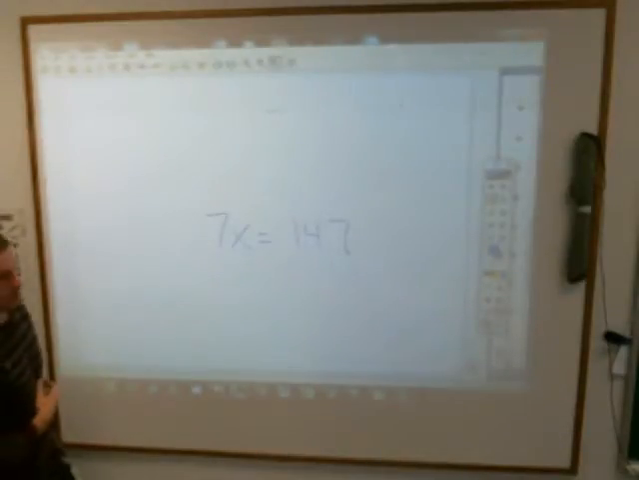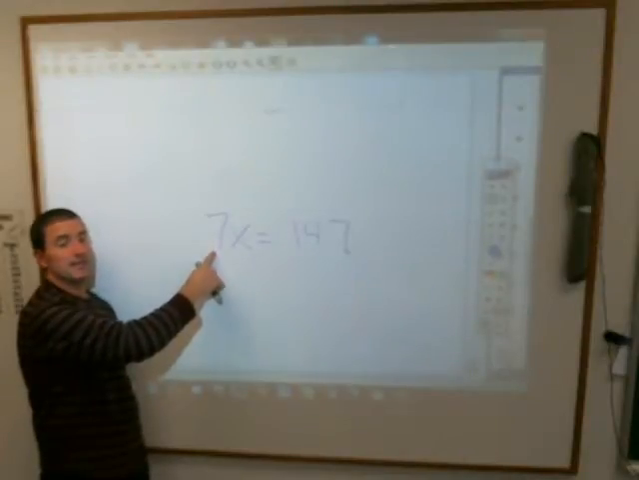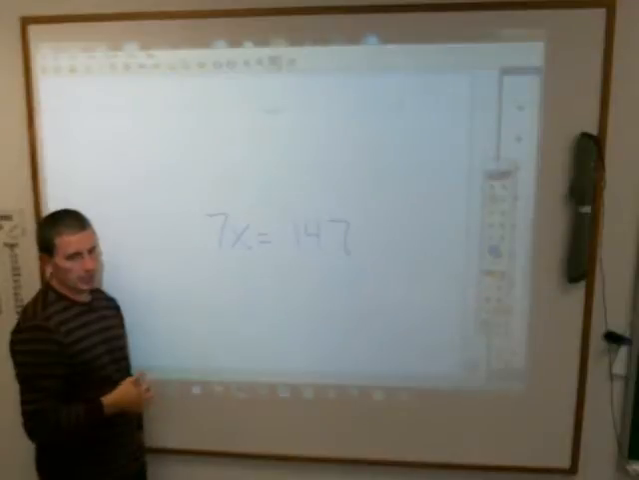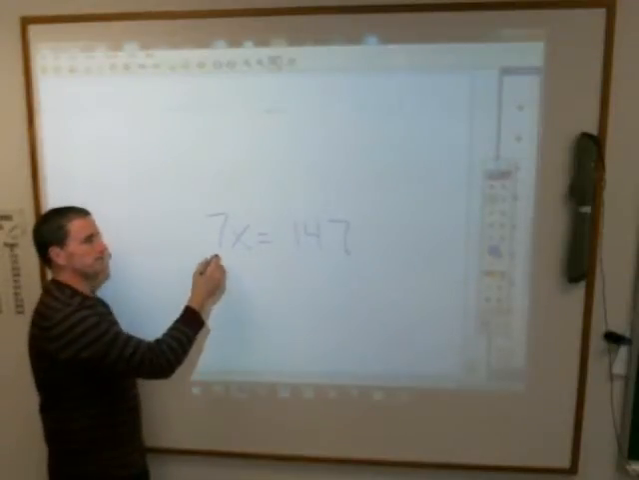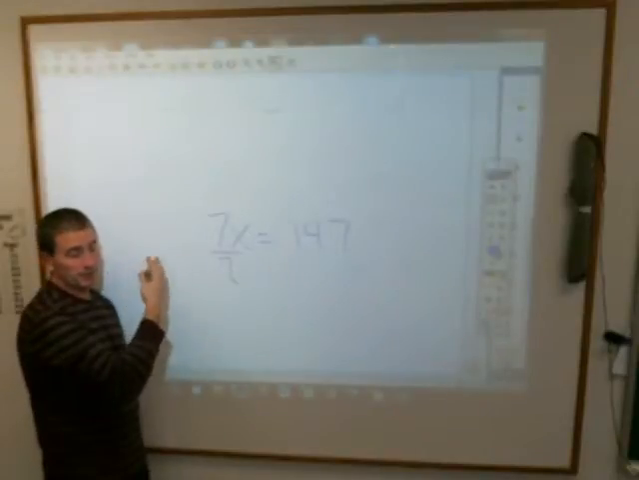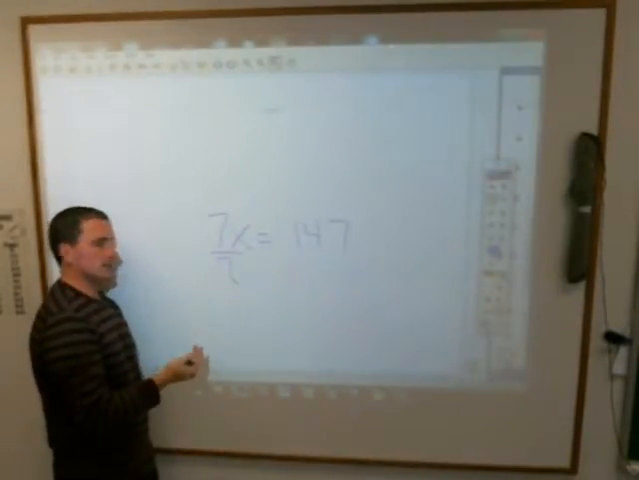Again, x wants to be by himself. He doesn't like this little 7 hanging on to him there, which means this is 7 times x equals 147. The opposite of multiplication is division. 7 divided by 7 gives you 1, and 1 is what you want because 1x and x are the same thing. And the same rule applies.